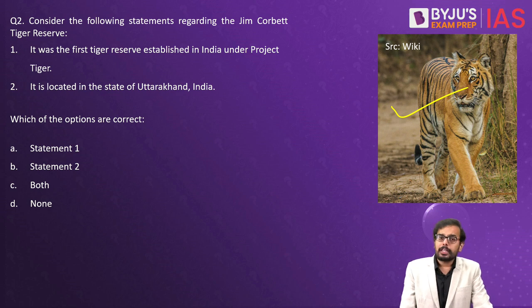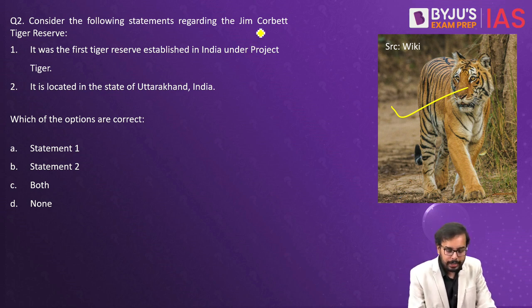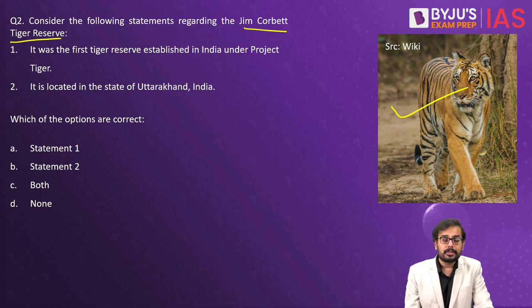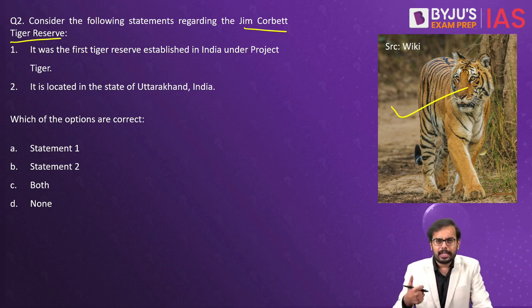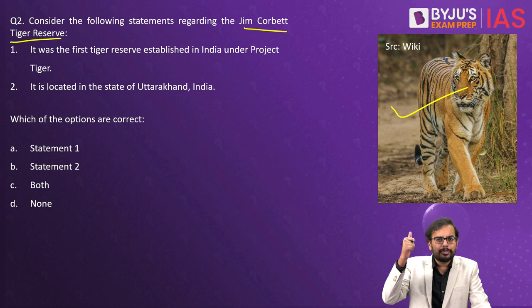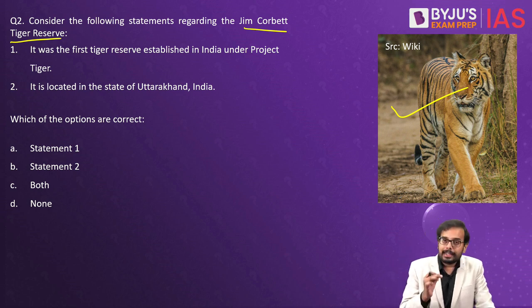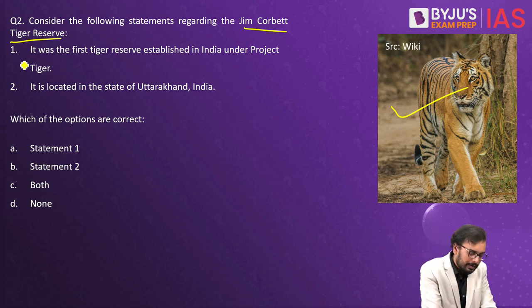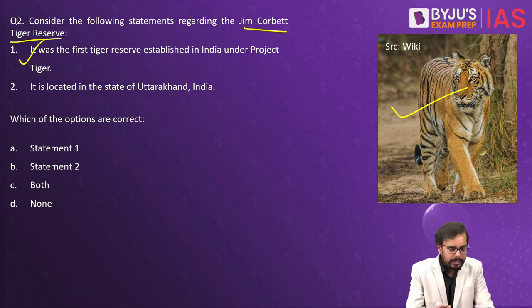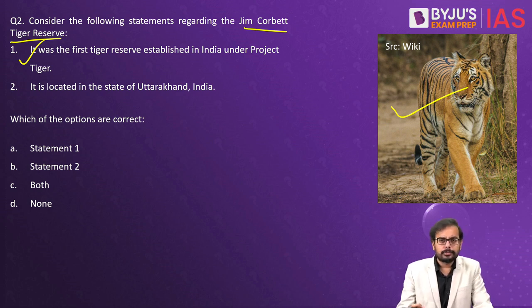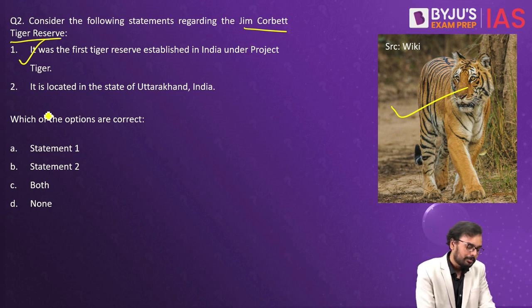Consider the following statements regarding Jim Corbett Tiger Reserve. It is the first tiger reserve established under the Project Tiger. Is it true? Yes, it is the first tiger reserve established under the Project Tiger, so this is absolutely right. And it is located in the state of Uttarakhand. Is it Uttarakhand or Himachal? It is Uttarakhand. So the answer is C.